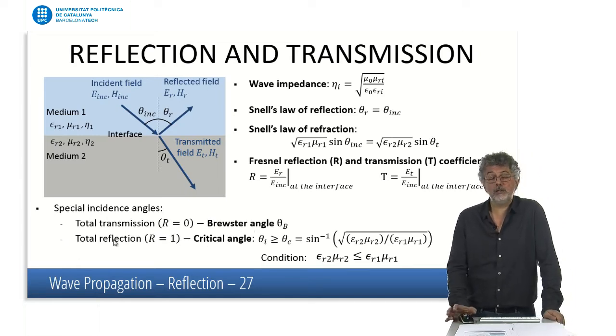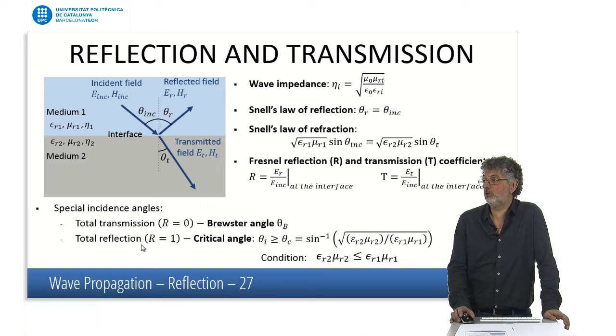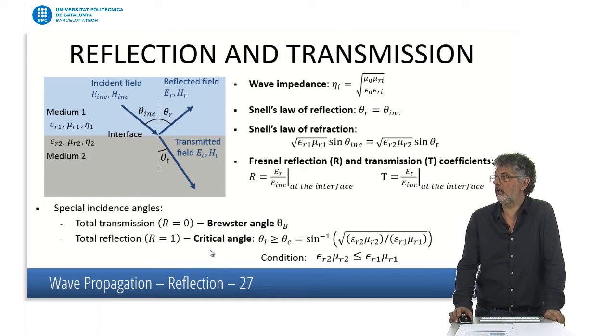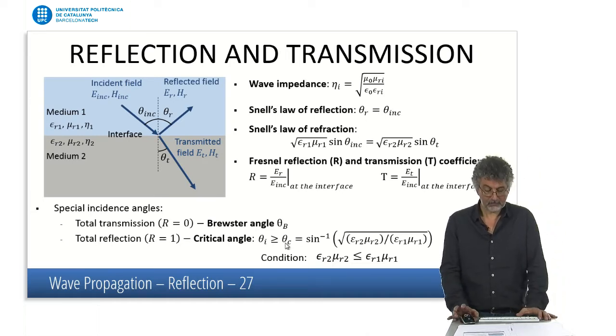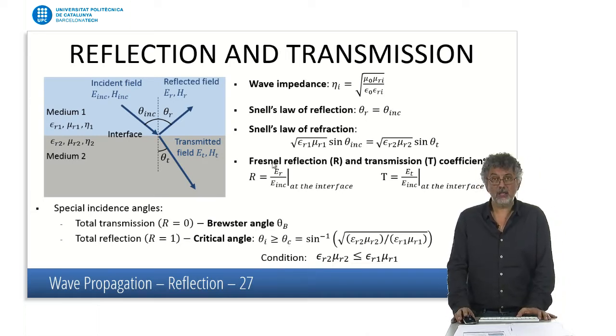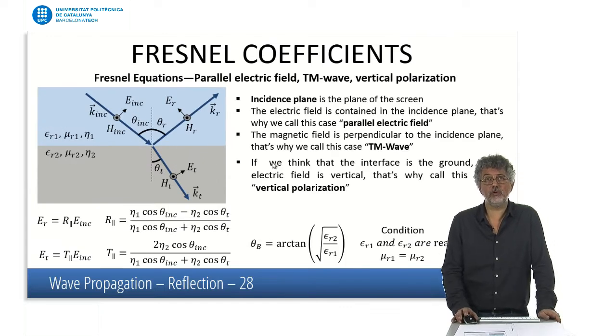And then another interesting angle is what we call the total reflection. That means that when I have an incident field, the reflection coefficient is 1. So all the incident field is reflected. This is called the critical angle, and we can see from that expression here that this is the expression of that critical angle. Now, this is the basic geometry. Now let's study a little bit more in detail.